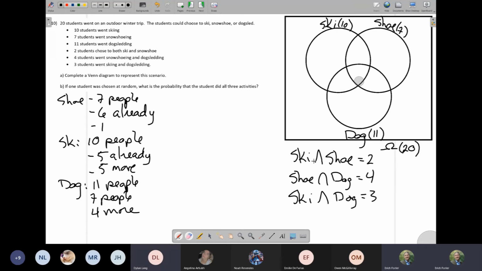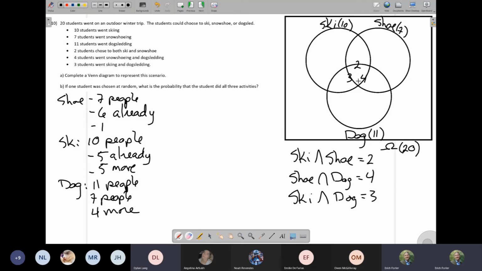So we look for the intersection of skiing and snowshoeing. That's this space here, skiing and snowshoeing. We don't know which side of the line they're going to go on there, so I put the 2 there. Then the snowshoeing and dog sledding, that's this space here. Snowshoeing and dog sledding is 4, so I have to put that on the line there. And then skiing and dog sledding, the intersection is here, so I put 3 there.